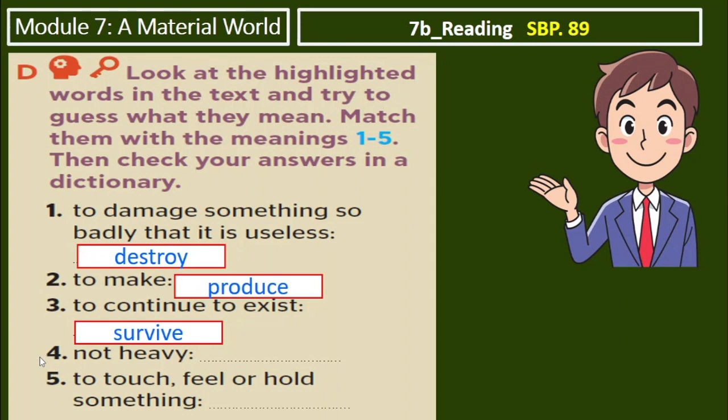Okay? Not heavy. You can find that in paragraph number 2. Not heavy means light. Correct, light. Number 5, to touch, feel, or hold something. Correct. Yes. Number 5, paragraph number 5 means to handle.